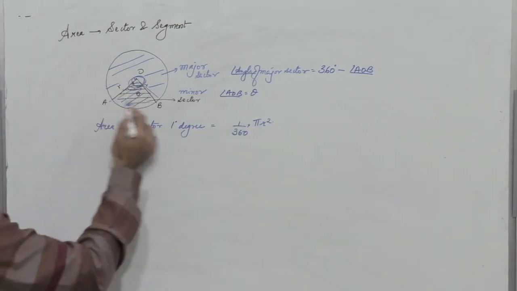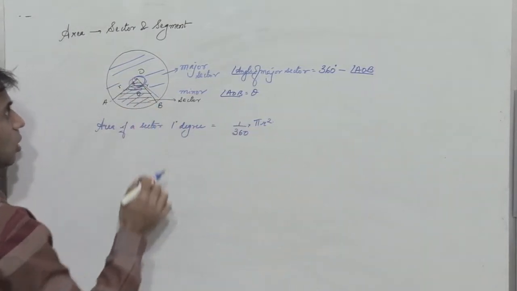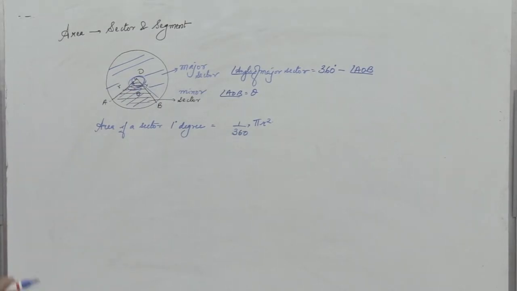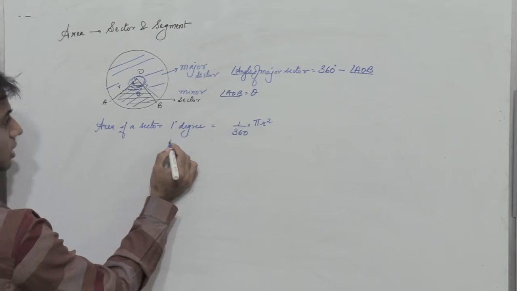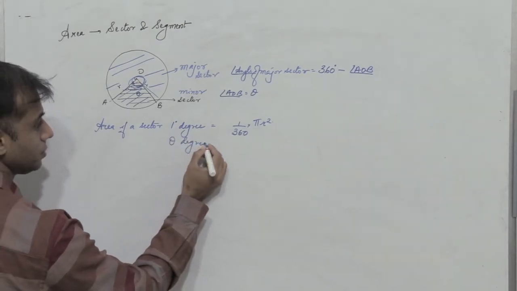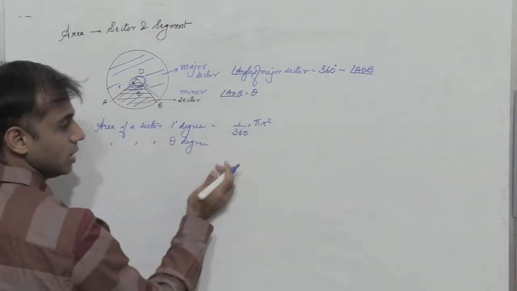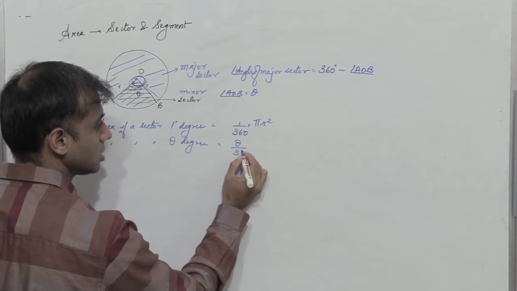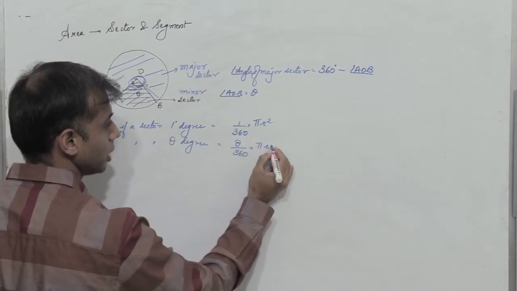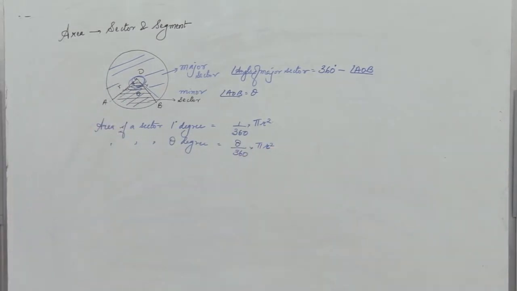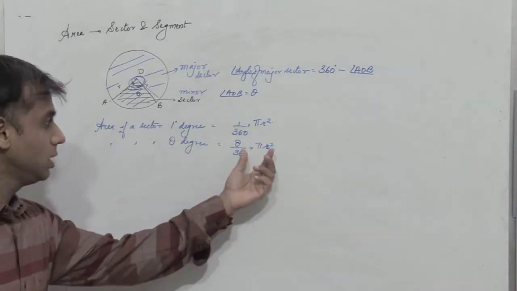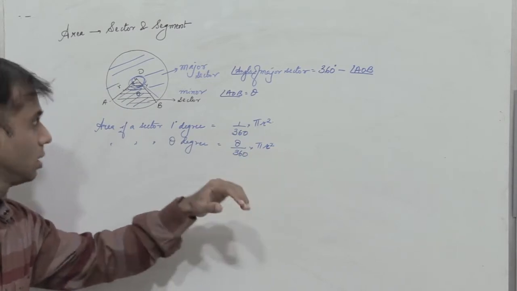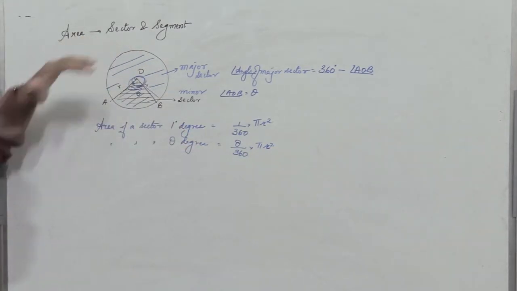So I need to divide the entire area by 360 to get the area of the sector having an angle 1 degree. Now the question is, if I want to find the area of a sector having theta degrees, I just need to multiply this by theta. So it's going to be theta by 360 into pi r square. Okay, so if we need to find the area of a sector having theta degrees, it is going to be theta by 360 into the area of the entire circle. So this is as far as the sector is concerned.